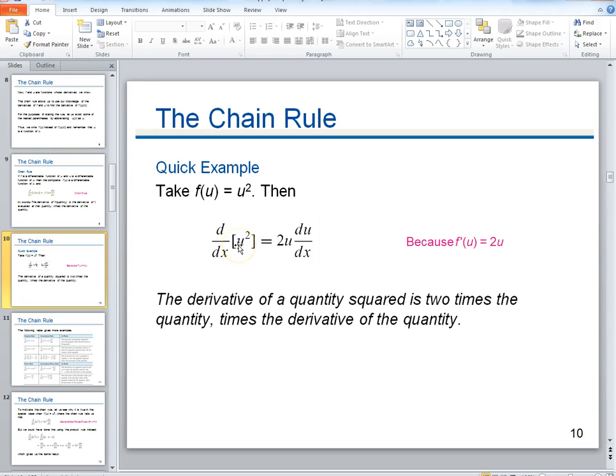But that's not the situation here. Do you agree? This is not the same variable as this. Did everyone see that? This is the same variable as this. So you learned this rule, but it does not mean you can use it here. You understand?